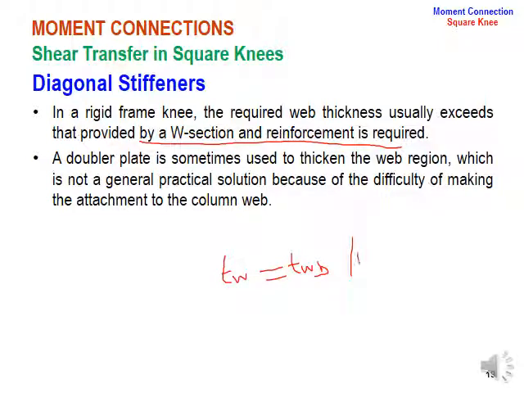So if the web thickness that you have already provided, either of the beam or the column, is less than the required thickness of the joint, then we need an extra reinforcement. That extra reinforcement for the knee joint is provided with the help of a diagonal stiffener. A double plate is sometimes used to thicken the web region, which is not a general or practical solution because of the difficulty of making the attachment to the column web.